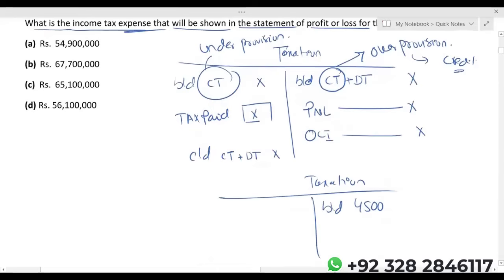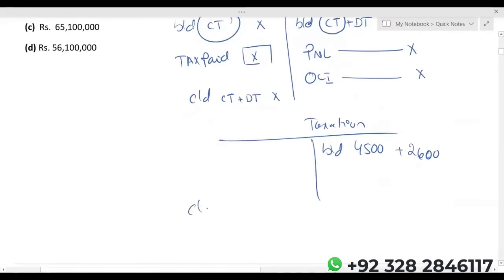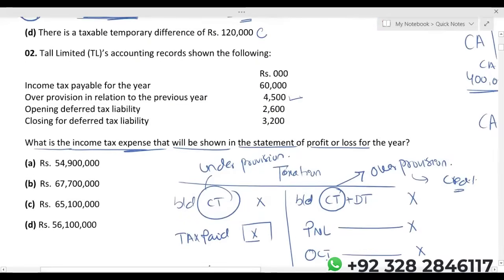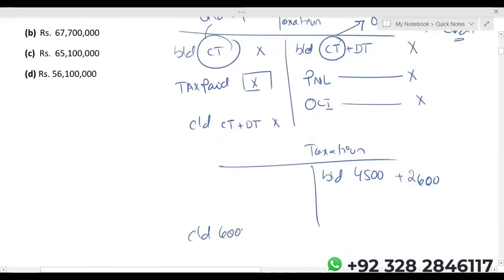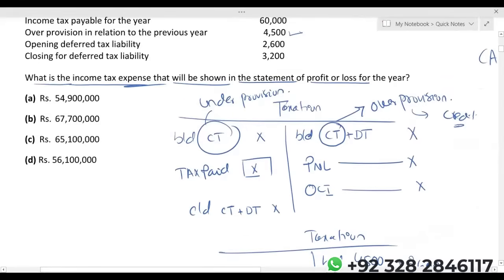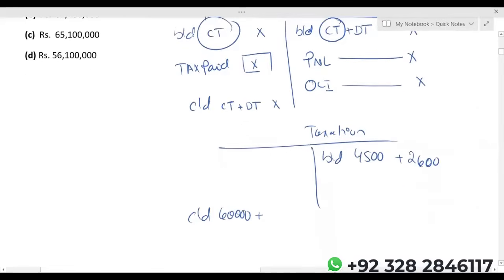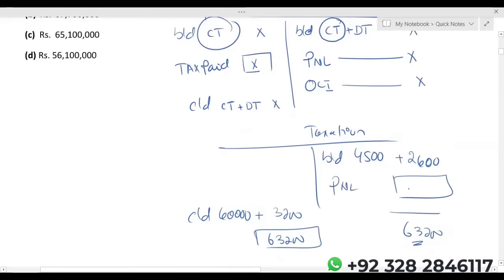Opening deferred tax liability is 2,000. Income tax payable for the year is 60,000. Closing deferred tax liability is 3,200. So 63,200. Obviously, we should be having 63,200 here also. The balancing figure is your income tax expense. Let's see. From 63,200, we will deduct 4,500 plus 2,600. I'm getting 56,100.